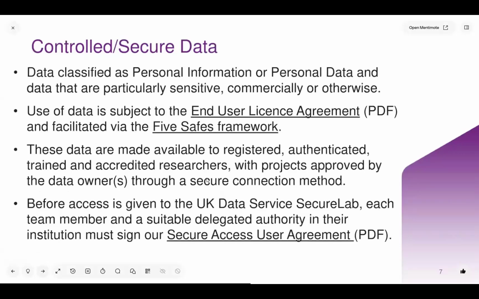Going to the point of our webinar today, it's our controlled secure data. These data are classified as personal information and personal data. They are legally protected, and they are particularly confidential and sensitive, commercially or otherwise. Of course, those data are also subject to the end user license agreement, and access to and use of those data is facilitated via our Five Safes framework, which we will see on the next slides.